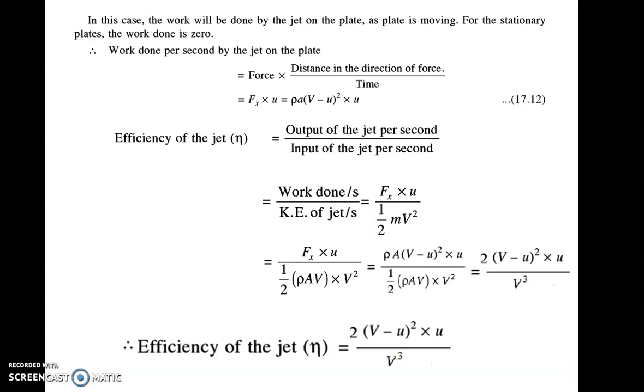Now in this case work done will be there, so you have to consider the output and input, that is efficiency. Efficiency is the output of the jet per second upon the input of the jet per second. Output will be the work done on the plate, that is the motion of the plate, and input will be the energy supplied to the jet. While supplying the energy to the jet you have to consider the absolute velocity, and while obtaining the work from the jet on the plate you have to consider the relative velocity. The work done and efficiency formula we'll see in detail in the next lecture. Thank you.